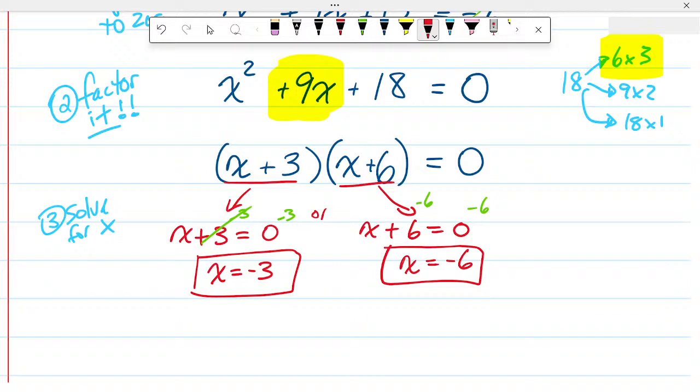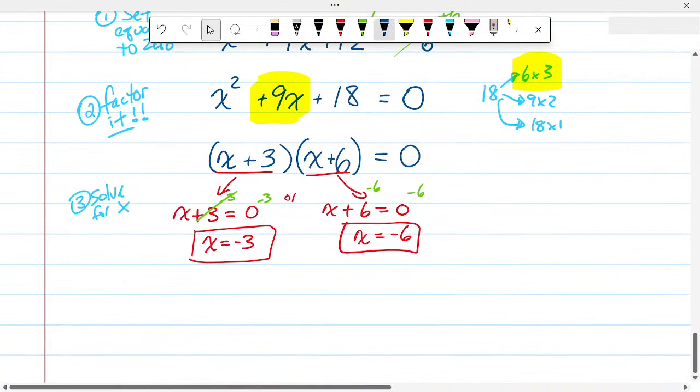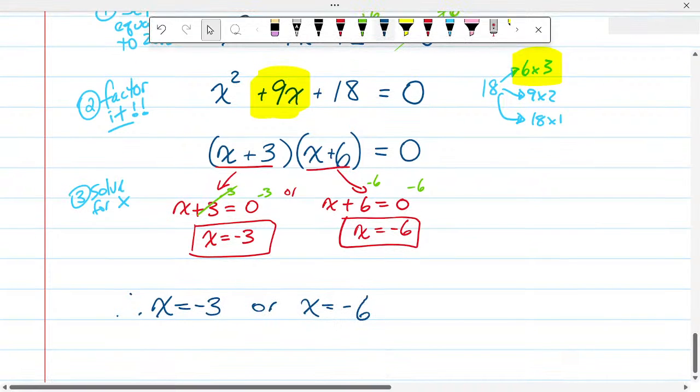I'm sorry. Sorry, math is stupid. Sometimes. Okay, look here. So, in this case, then, what's the answer? Therefore, x equals negative 3, or x equals negative 6. Cool.